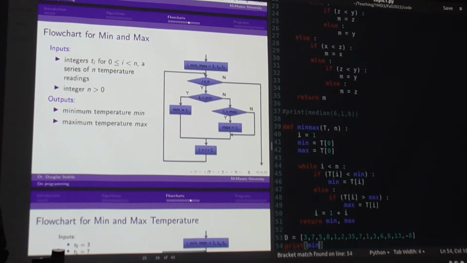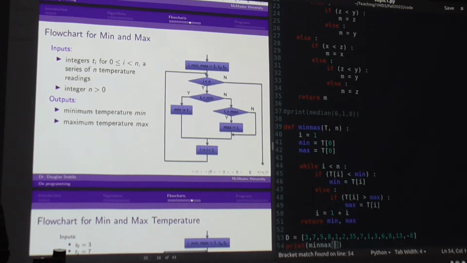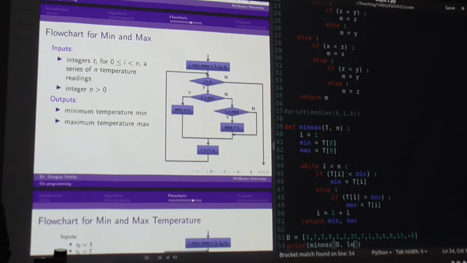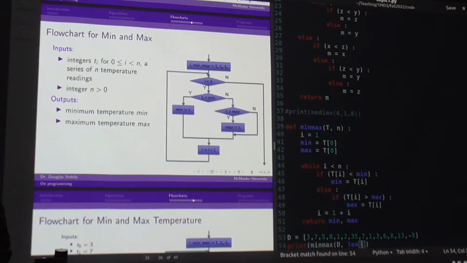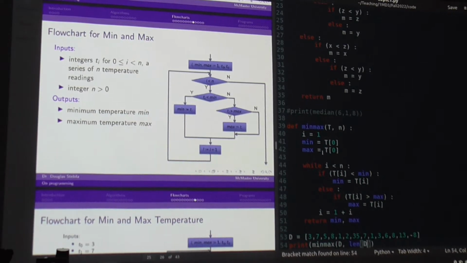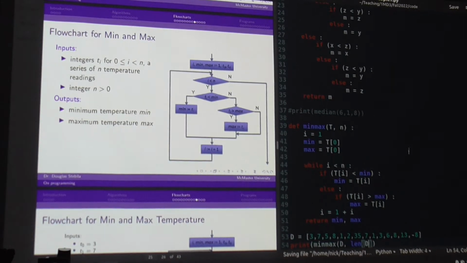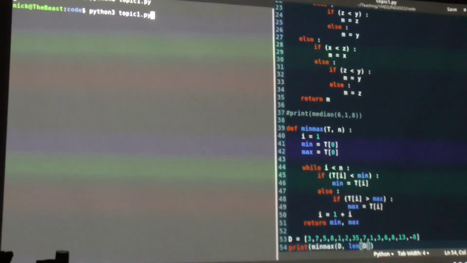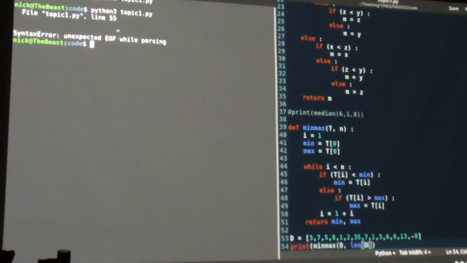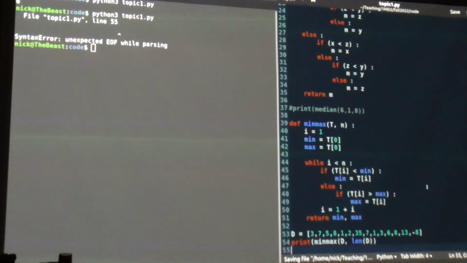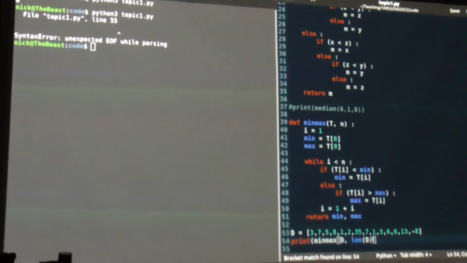Print min max D, and just because I'm lazy, I'm going to use a function which gets the length of D because I just don't feel like counting them. And bing, bang, boom. Uh-oh. Am I missing a brace here? I am missing a brace.